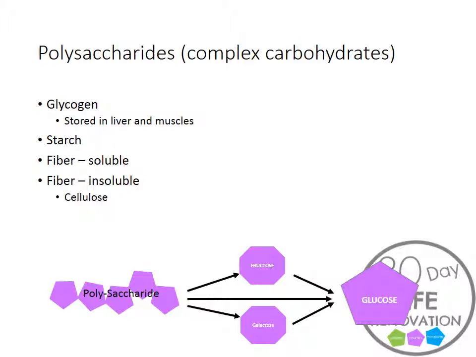Starch is a polysaccharide, which can be broken down by the body into different saccharides, those 3 basic ones: fructose, galactose, and glucose. Fiber, there's 2 different kinds. One is soluble, meaning that it's soluble in water, and the other is insoluble, meaning that it's not soluble in water. And one particular example of an insoluble fiber is cellulose.